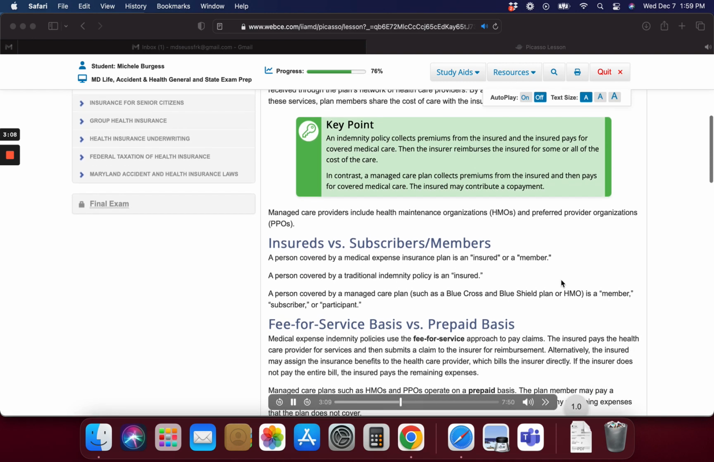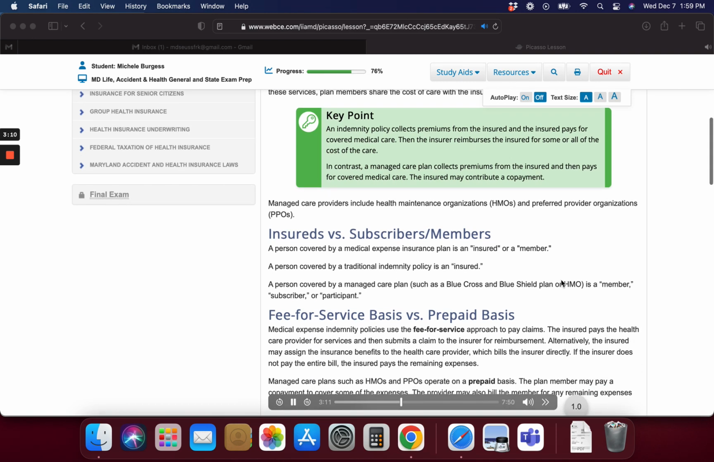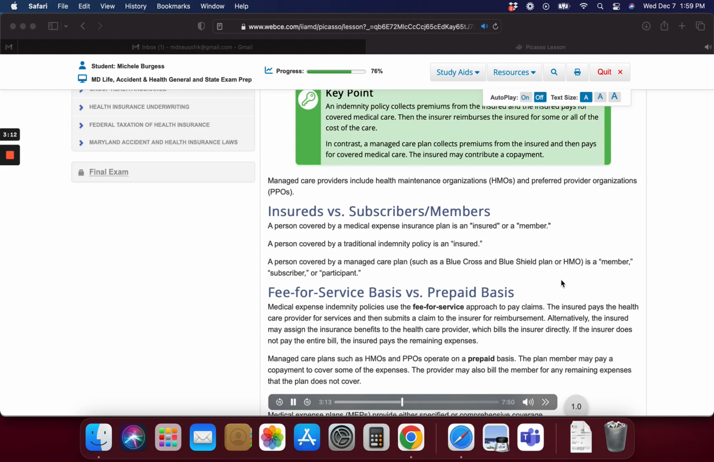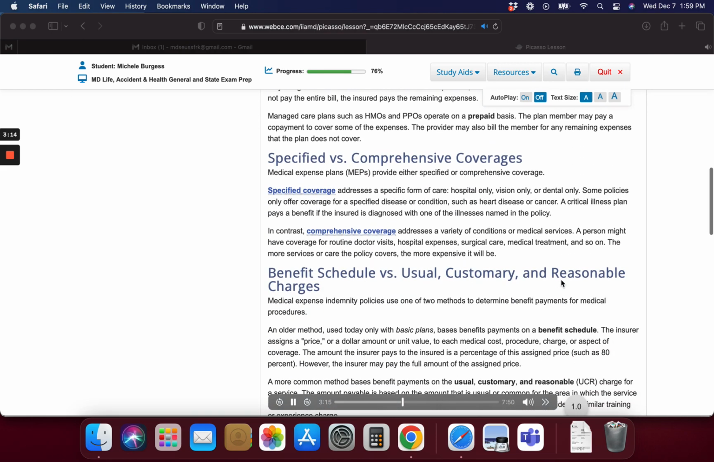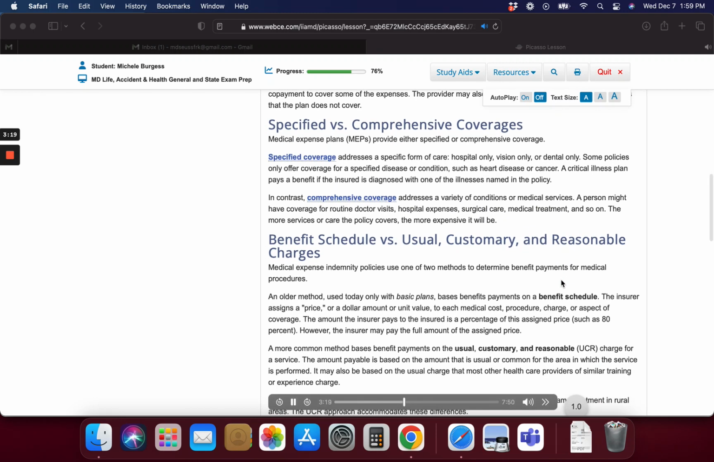Specified versus comprehensive coverages. Medical expense plans, MEPs, provide either specified or comprehensive coverage. Specified coverage addresses a specific form of care: hospital only, vision only, or dental only. Some policies only offer coverage for a specified disease or condition, such as heart disease or cancer. A critical illness plan pays a benefit if the insured is diagnosed with one of the illnesses named in the policy.